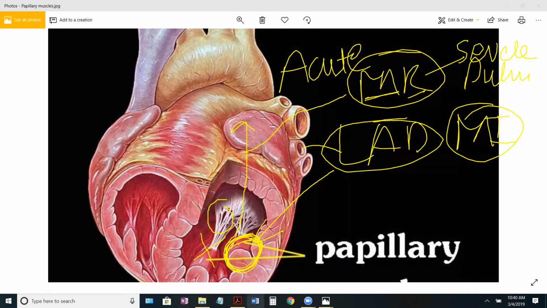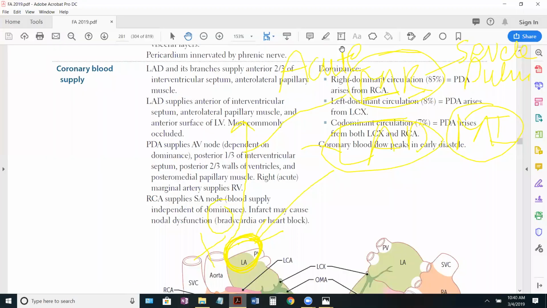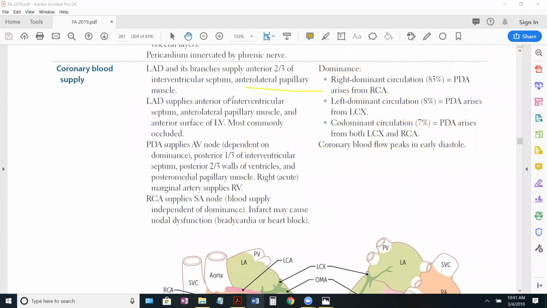Easy death may happen if the patient is getting acute MR due to the dysfunctional role of the anterolateral papillary muscle. That's very high yield. You cannot skip it. We will see it again in the mechanical complications of the myocardial infarction. So it also supplies the anterior of the interventricular septum. We discussed it: anterolateral papillary muscle and anterior surface of the left ventricle, most commonly occluded. Now comes the PDA.